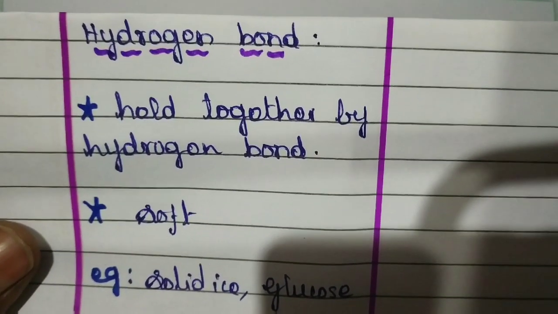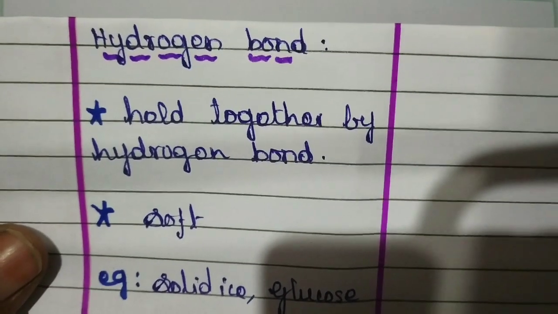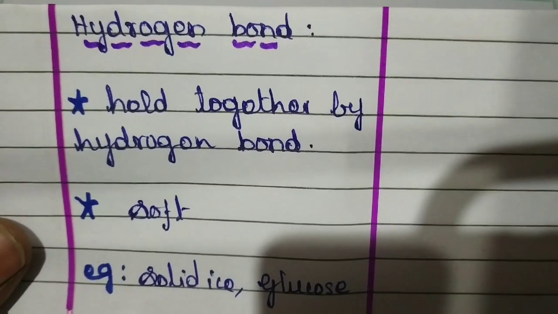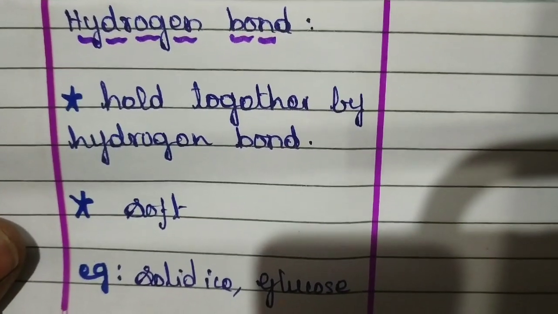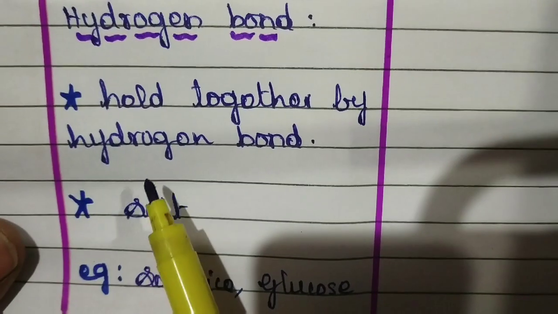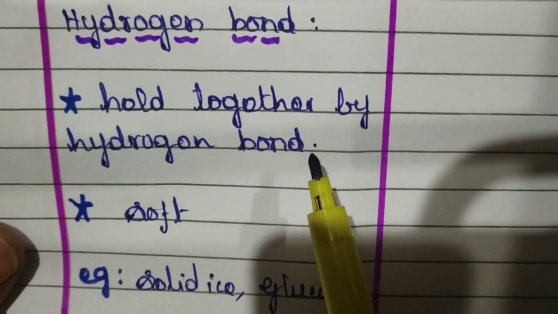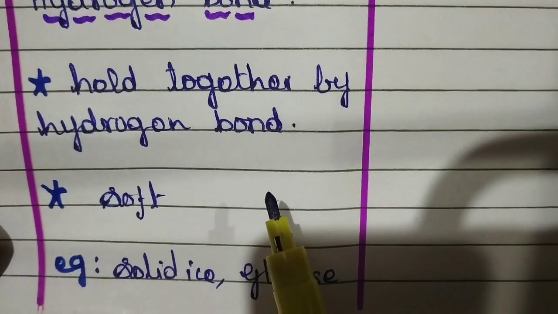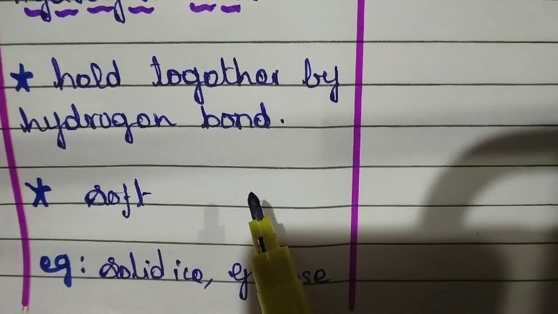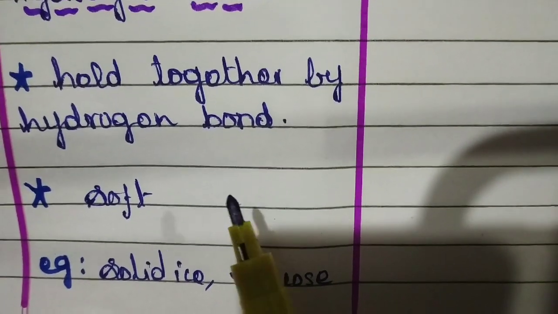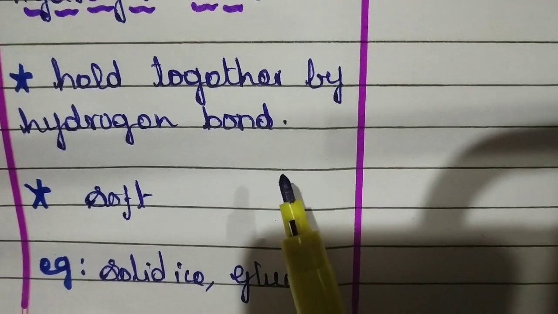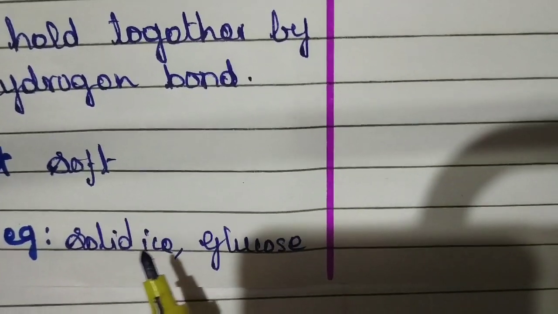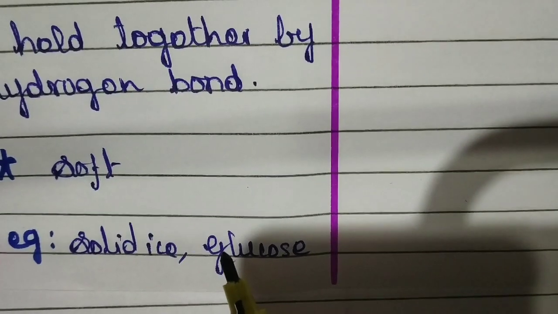Last one is hydrogen bonded molecular solids. Here the constituents are held together by hydrogen bonds. This type of molecule is also soft, and may be solid at room temperature. Examples: solid ice and glucose.